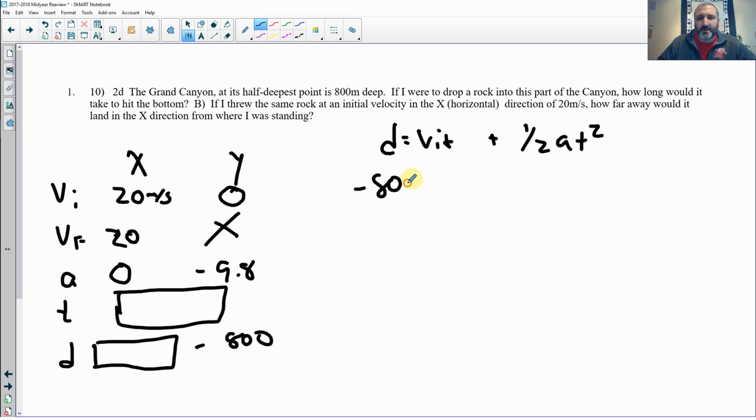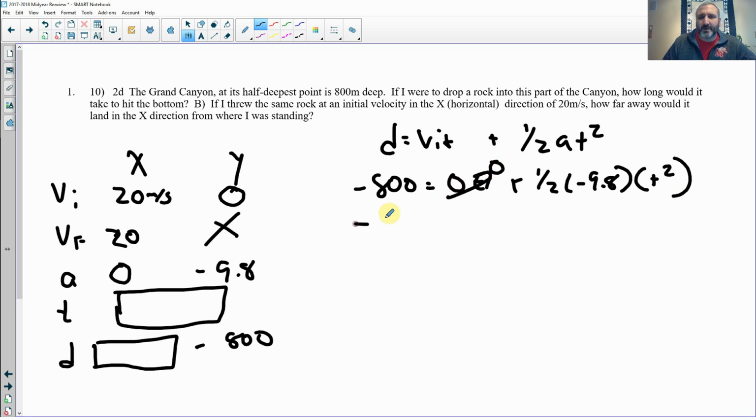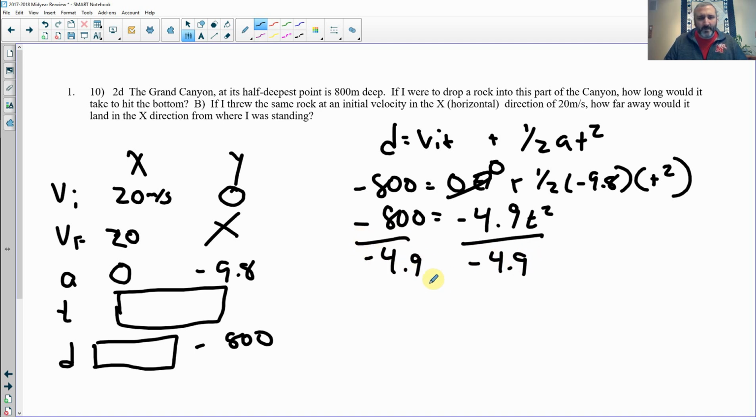So negative 800 equals 0 times t plus 1/2 negative 9.8 times t squared. 0 times t is just going to be 0, which I'm not even going to bother to rewrite. So negative 800 equals half of negative 9.8, which is negative 4.9 t squared. And now we're going to divide both sides by negative 4.9. So that's easy. t squared is going to equal negative 800 divided by negative 4.9.